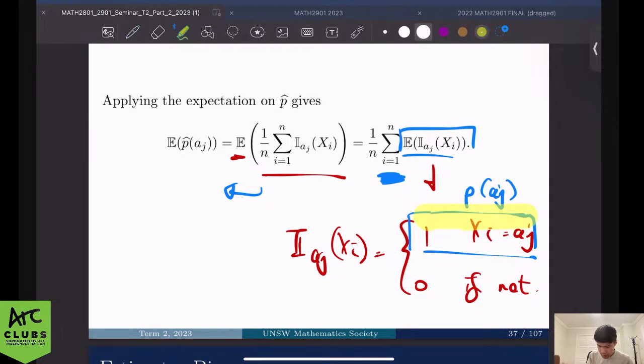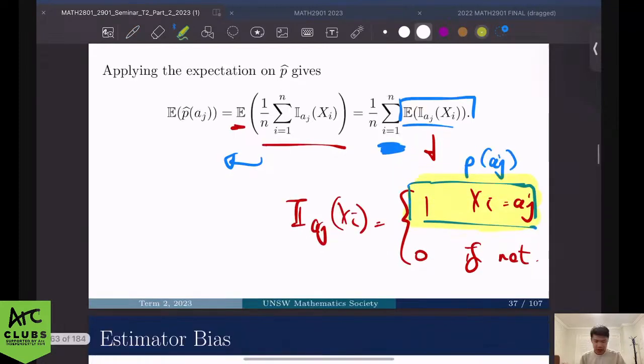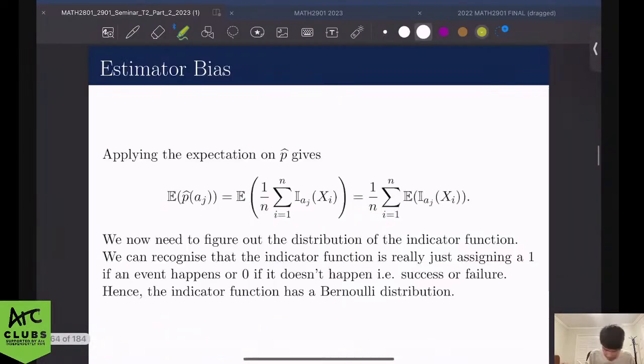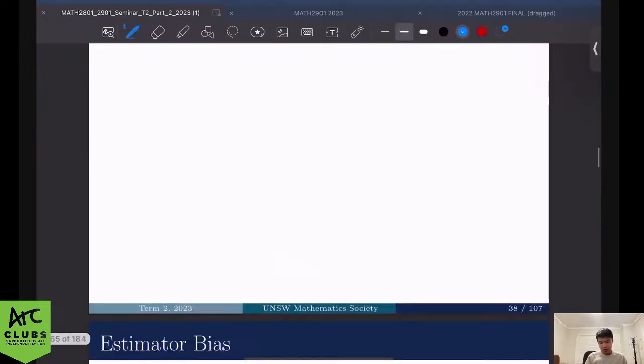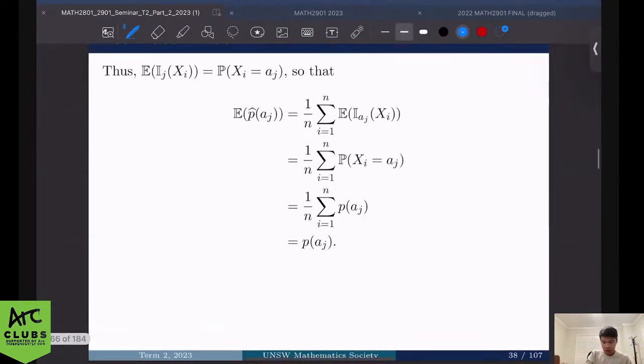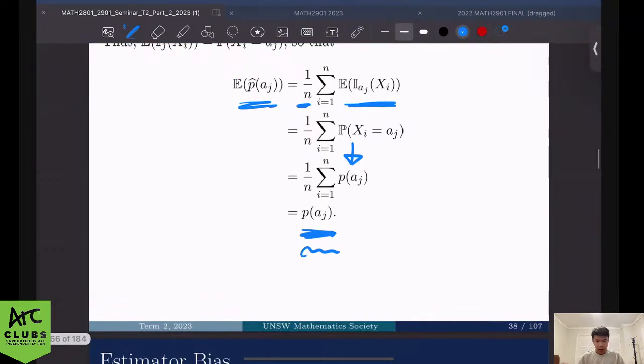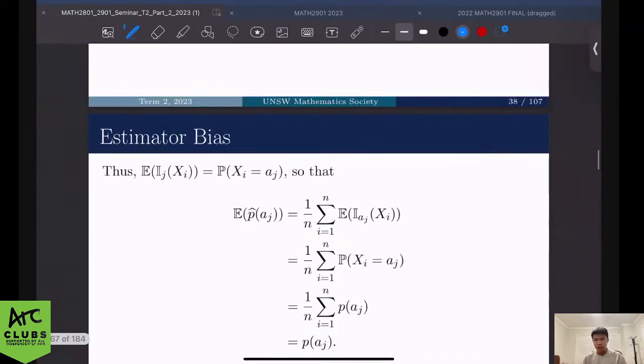And so you can do the next step to simplify. I'll just write it out. The expectation of this thing is equal to 1 on n times this expectation. You replace this with P of aj, and you get 1 on n times n of those, and that gives you P of aj.